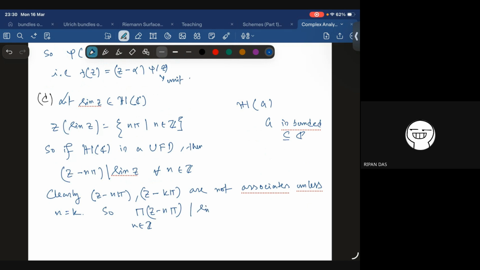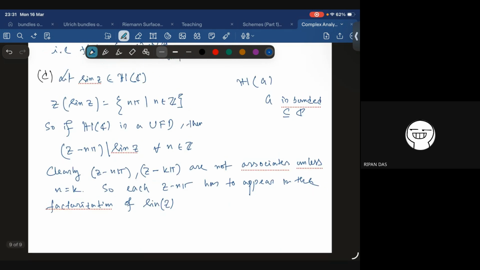Okay, maybe I should write it this way. So each z minus n pi has to appear in the factorization of sin z, which is a contradiction.